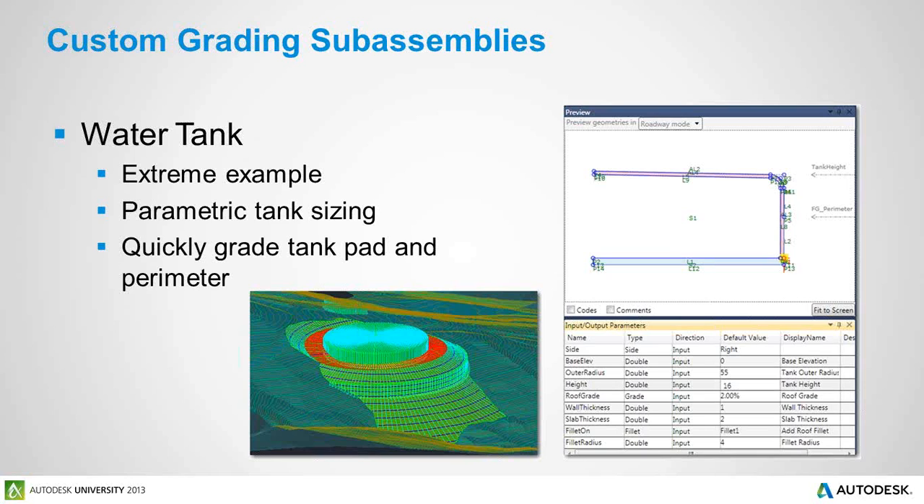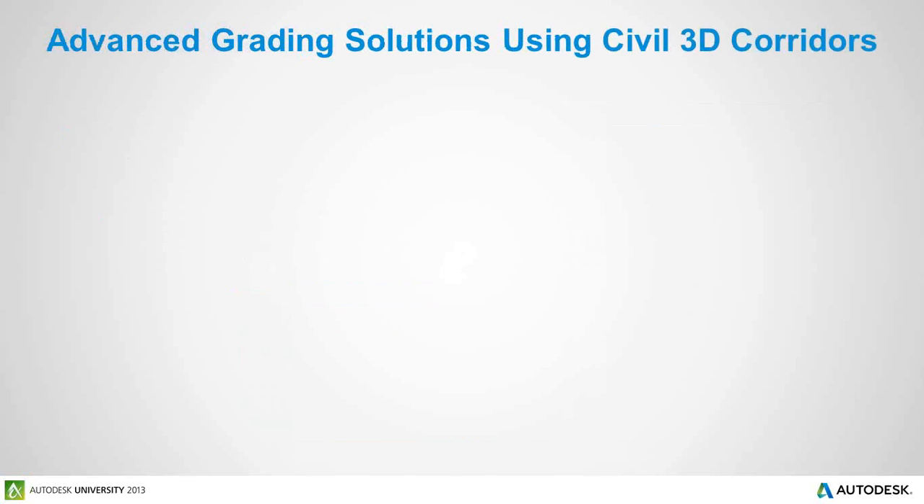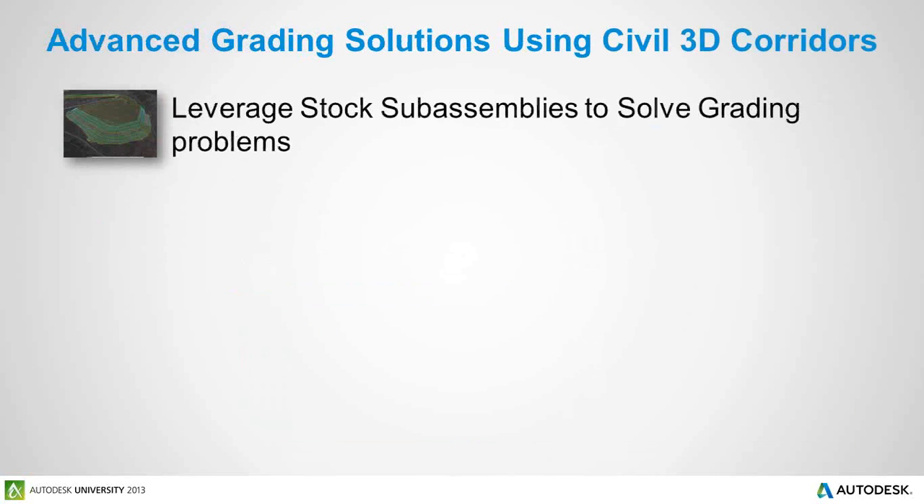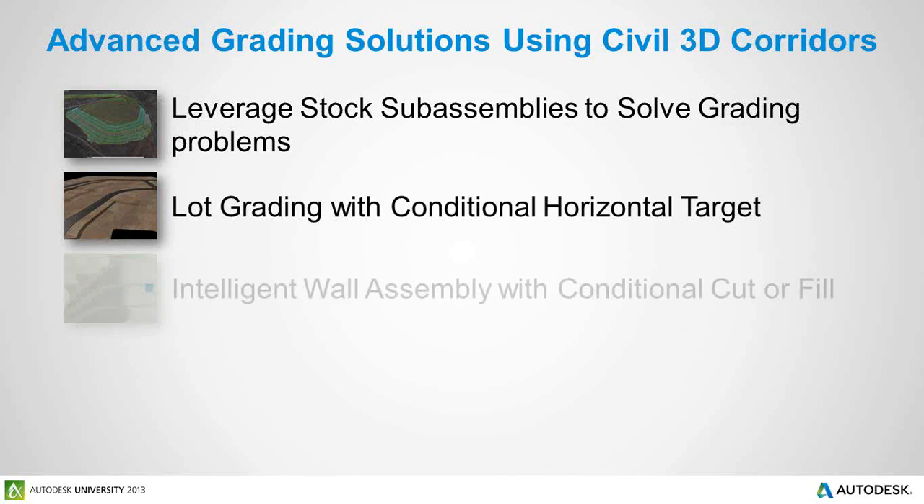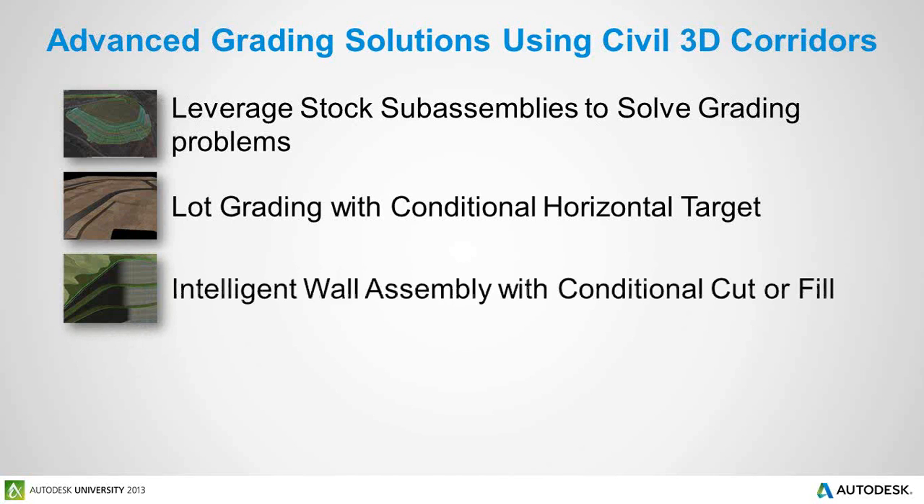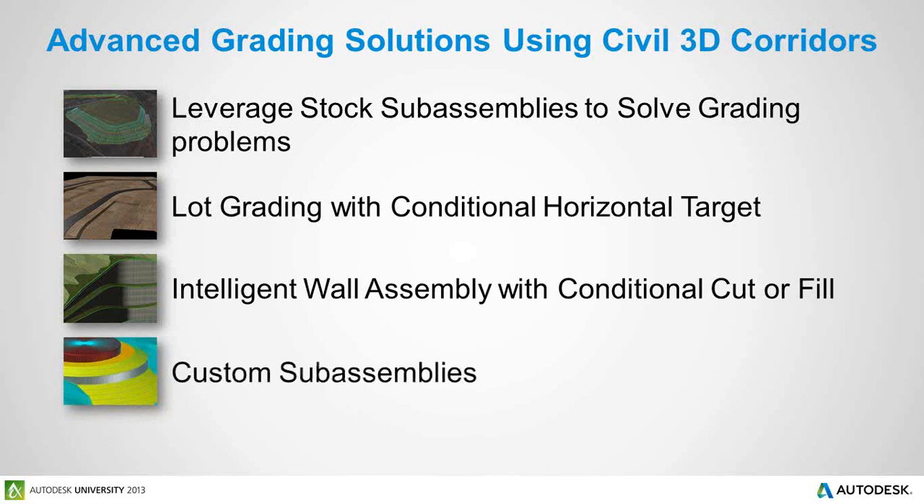All right, so that's everything I intended. I can see I'm about 20 minutes long here. There is a wrap-up slide where I can just go through and talk about what we saw. We saw how we could use just the stock subassemblies to solve what I call a complex grading problem where we had to intersect the 2-to-1 slope with a 1% bench grade. We used the conditional horizontal targets and saw how we could control lot placement in our subdivision surface model. We used the conditional cut or fill to control the different tiers of our retaining wall, and then showed you some of the benefits and capabilities of custom subassemblies.